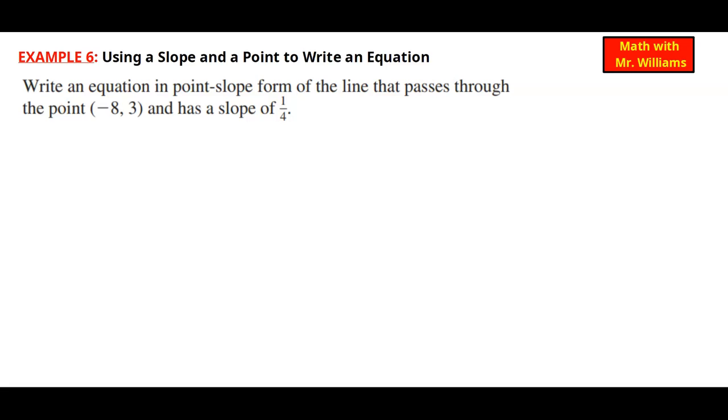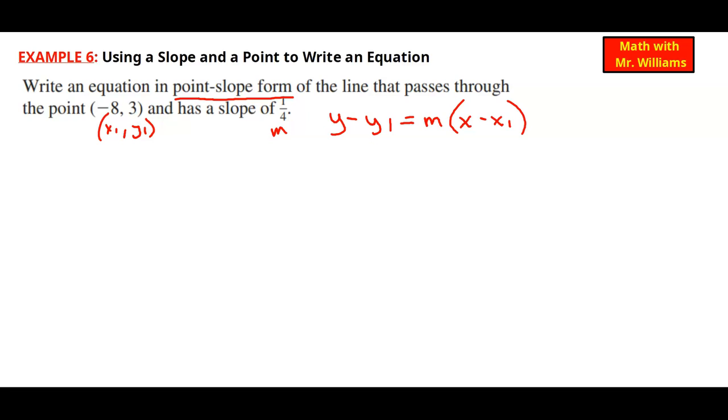Math of Mr. Williams, example 6. Using a slope and a point to write an equation. Write an equation in point-slope form with a line that passes through the point -8, 3 and has a slope of 1/4. All right, let's go ahead and write down our point-slope form. We have y minus y1 equals slope, parentheses, x minus x1. Let's go ahead and call this x1 and 3 the y1. And of course, the slope of 1/4 would just be our m, our slope.